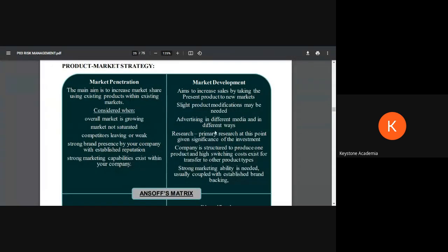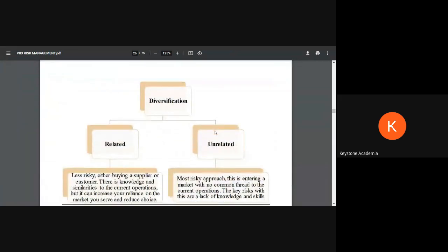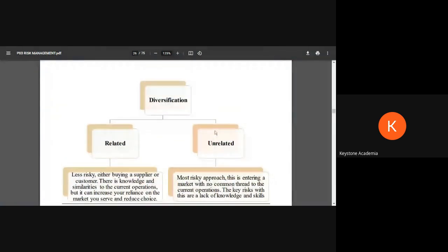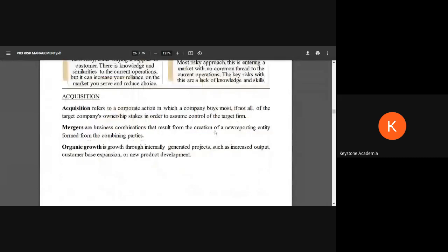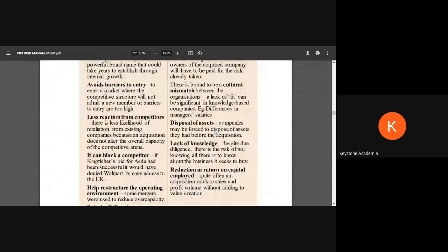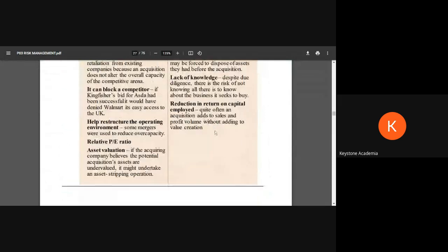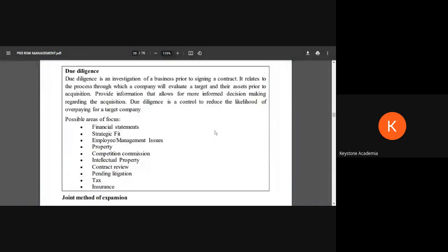Market penetration also, we have discussed it. You can just read it once again, you'll get an idea. Diversification also we discussed. Less risky, more risky. Acquisition, mergers, organic growth. Benefits and risk also is done. Does anybody has confusion in understanding that?